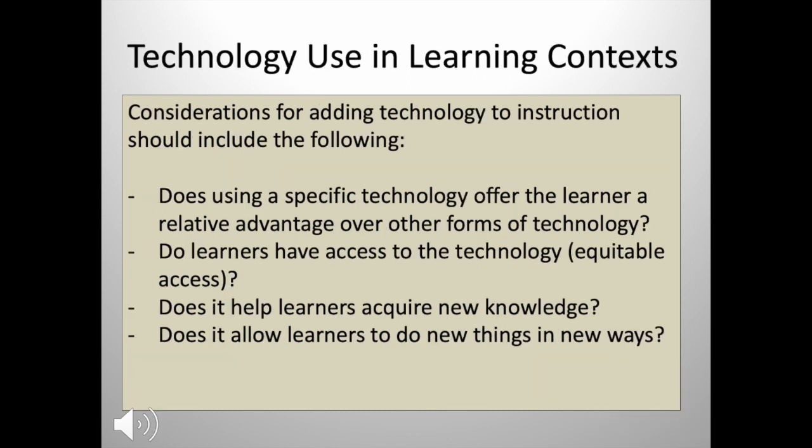When educators consider using technology in the classroom, they must consider the following questions. Does using a specific technology offer the learner a relative advantage over other forms of technology, or no technology at all? Do learners have access to the technology, as in equitable access? Does it help learners acquire new knowledge, and does it allow learners to do new things in new ways?